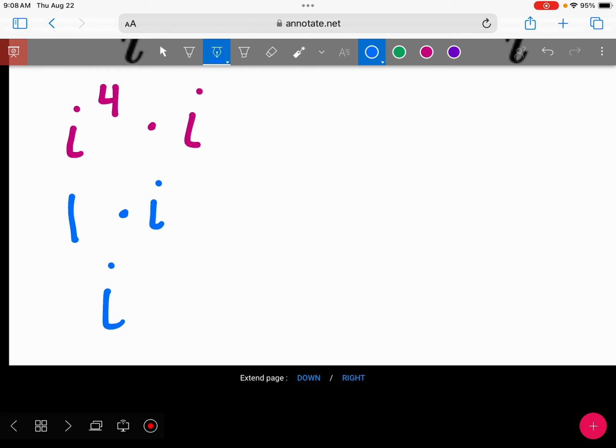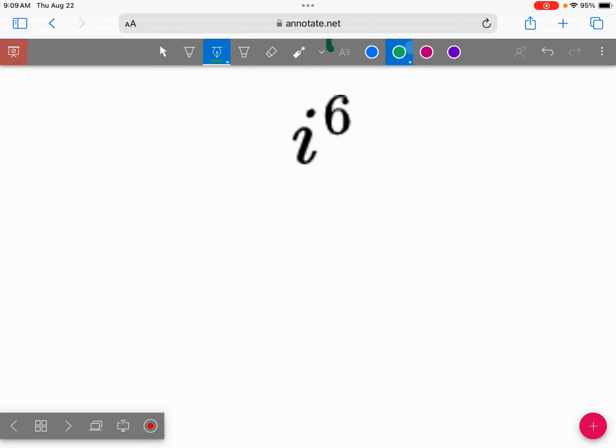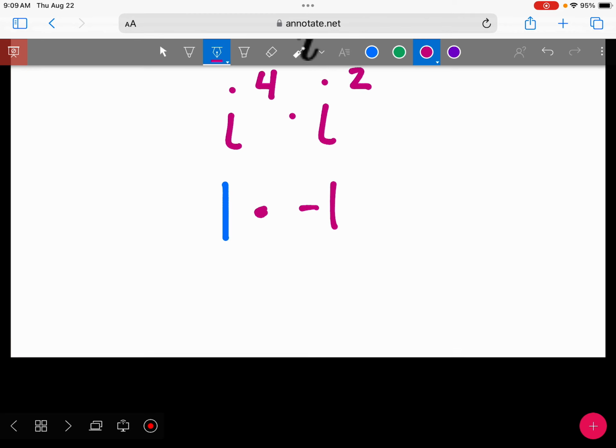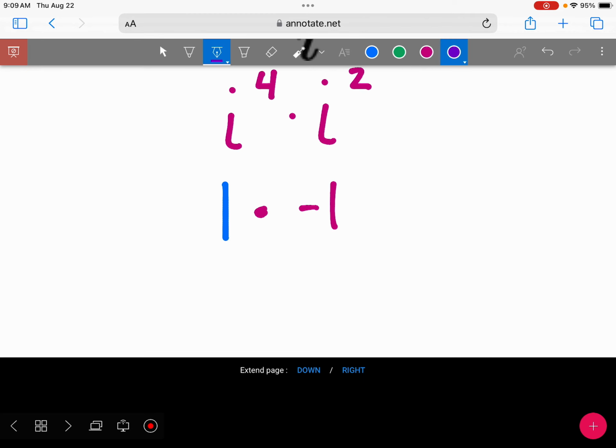i to the 6th, we're going to do very similarly. I'm going to take i to the 6th and break it up into i to the 4th times i squared. I want to pull out as many i to the 4ths as I can, because i to the 4th is just 1. So our i to the 4th turns into a 1, and then we're left with our i squared, which is -1. So we have 1 times -1, meaning the simplified version of i to the 6th is just -1.